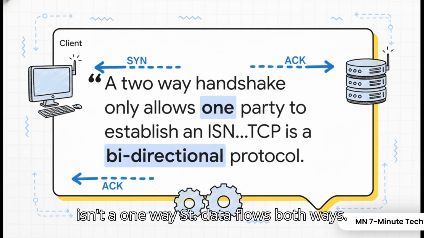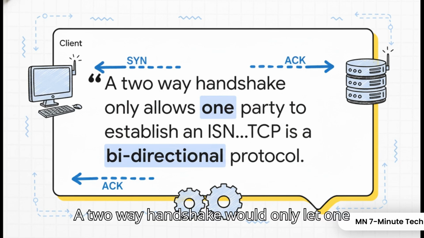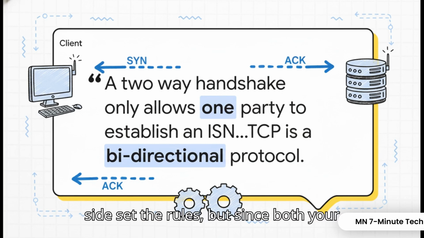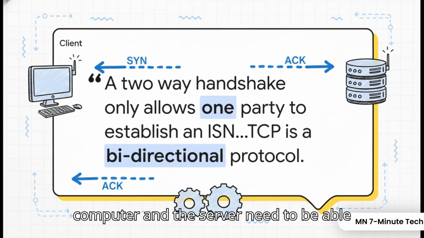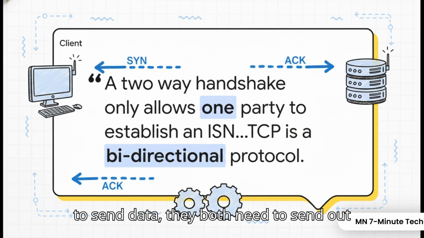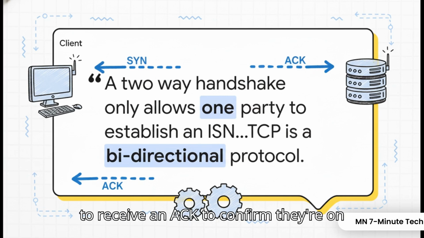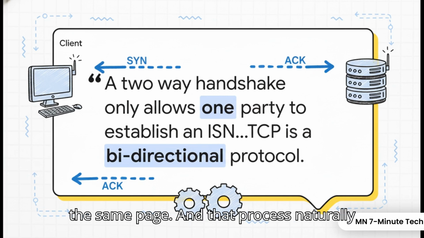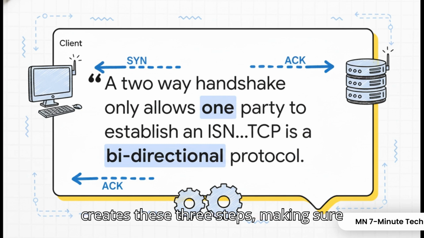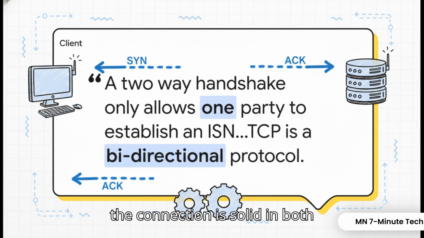Data flows both ways. A two-way handshake would only let one side set the rules. But since both your computer and the server need to be able to send data, they both need to send out a SYN to get in sync, and they both need to receive an ACK to confirm they're on the same page. And that process naturally creates these three steps, making sure the connection is solid in both directions.